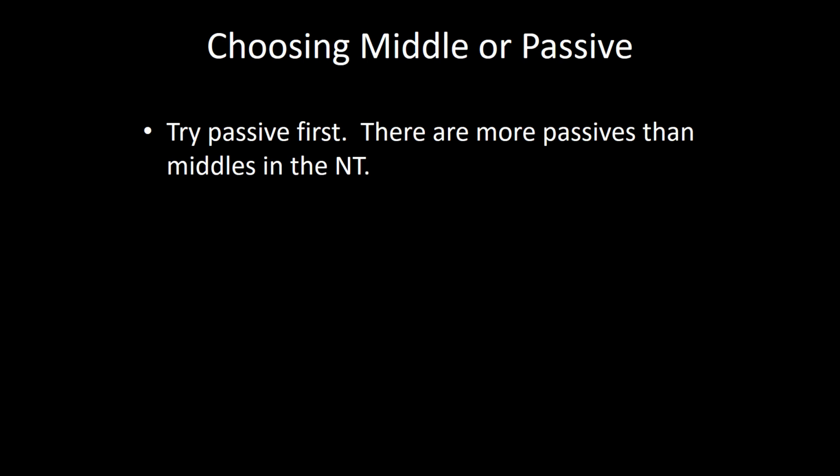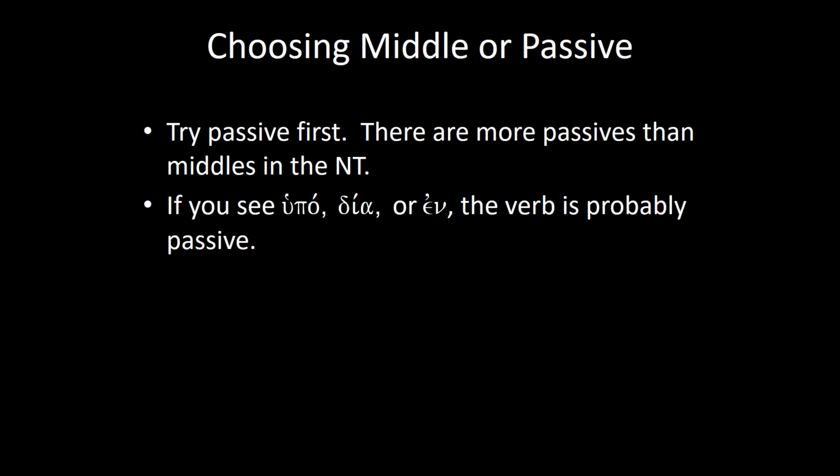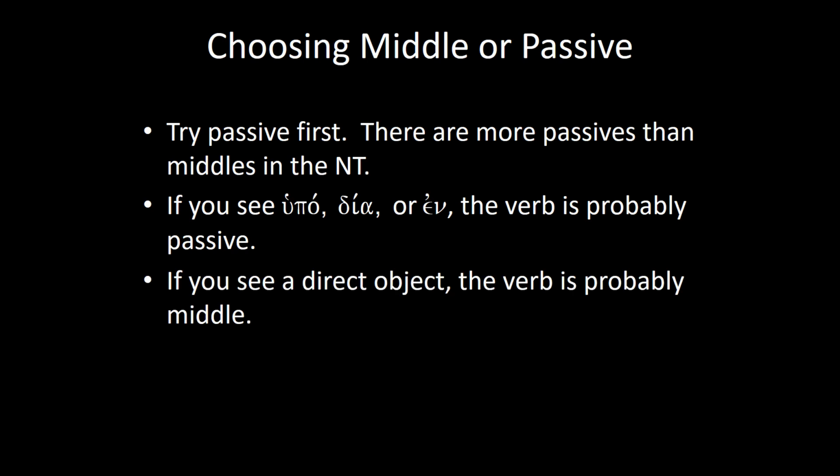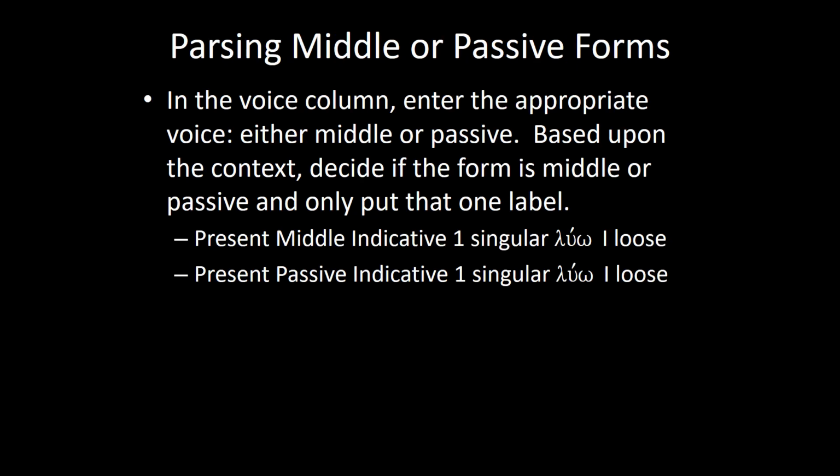So, what are you going to do? You see a form. It could be middle, could be passive. It's the exact same form. You're going to try passive first because there are more passives than middles in the New Testament. If you see an agency phrase, you see hupo, dia, or en beginning that phrase, it's probably passive. If you see a direct object, an accusative direct object, it's probably middle.